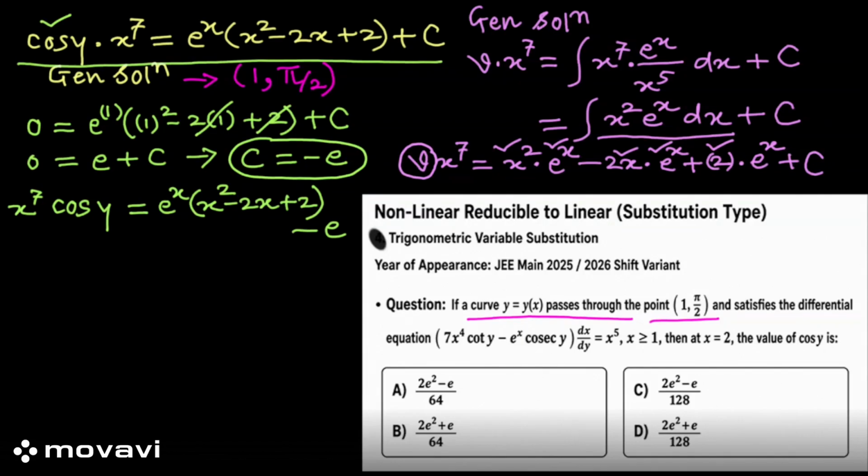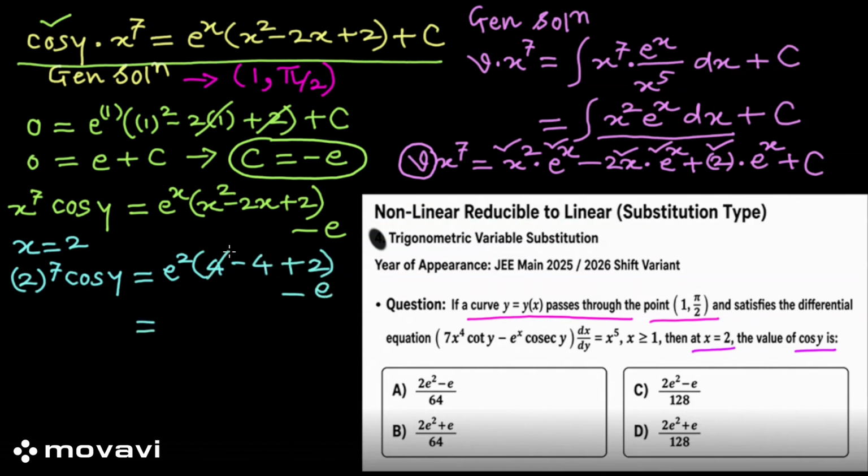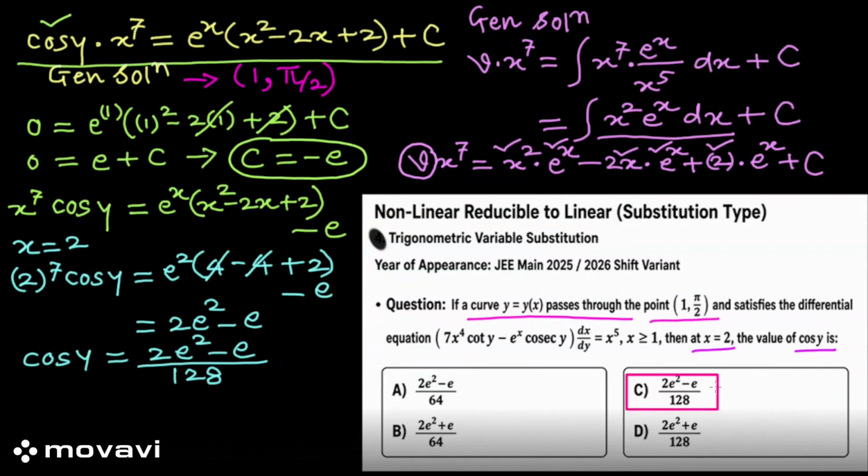And finally, we have to find the value of cos y at x equals 2. So we will put x equals 2: 2^7 cos y equals e square into (2 square is 4, minus 2 into 2 which is 4, plus 2) minus e. 4 minus 4 is 0, 2e square minus e. That gives cos y equals (2e square minus e) upon 2^7, which is 128. Hence the correct answer option here is C, 2e square minus e upon 128.